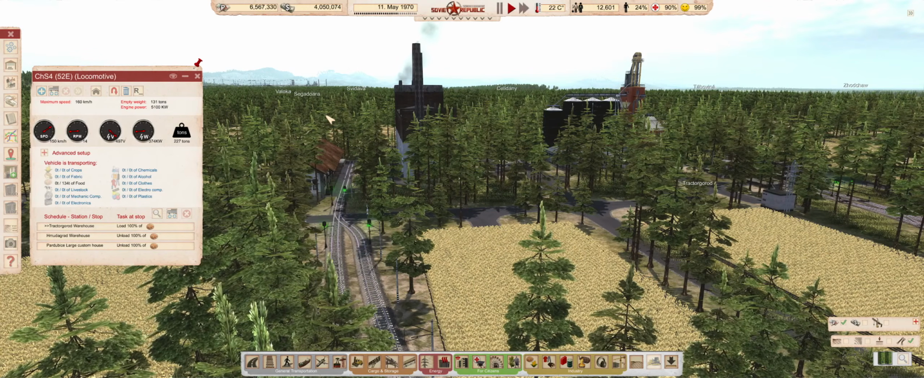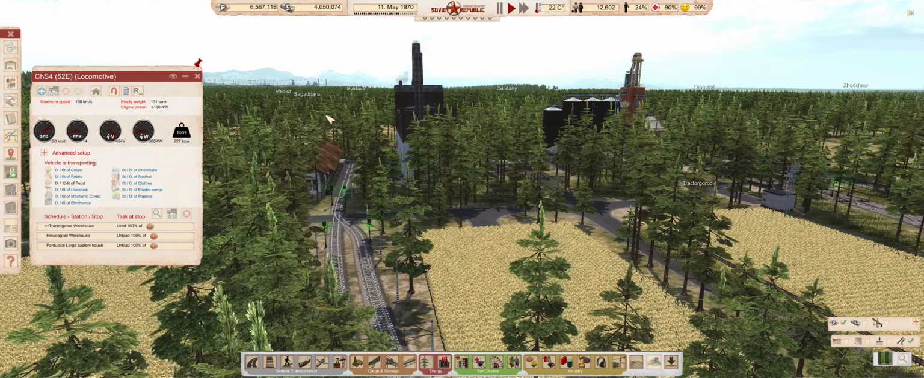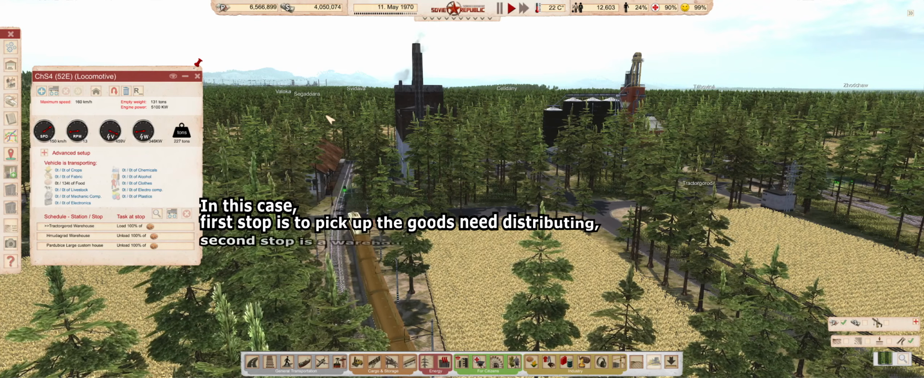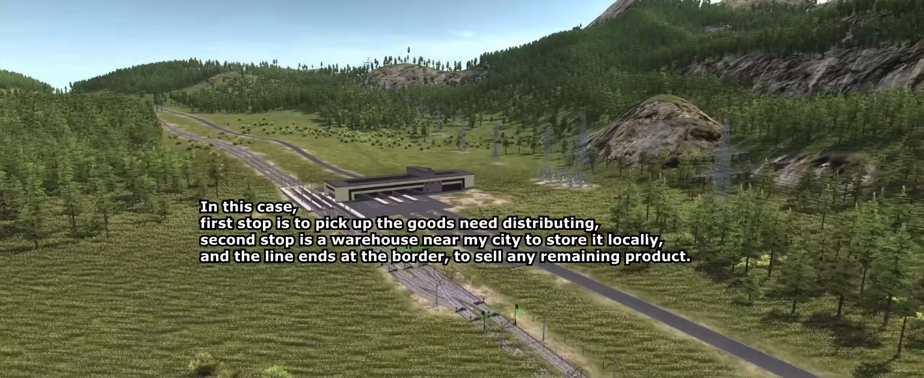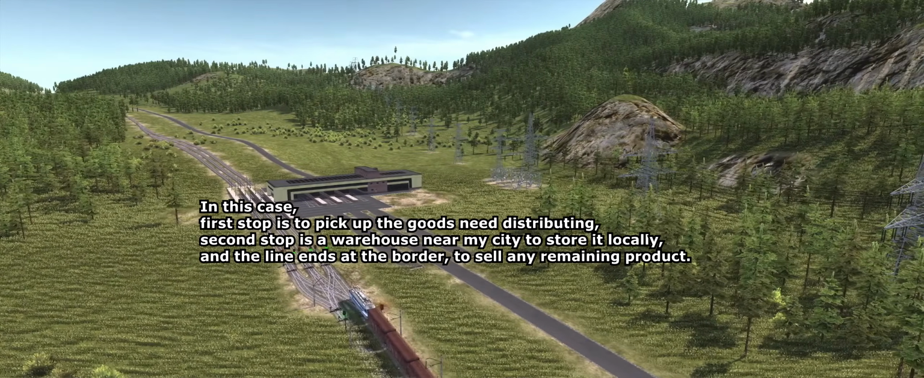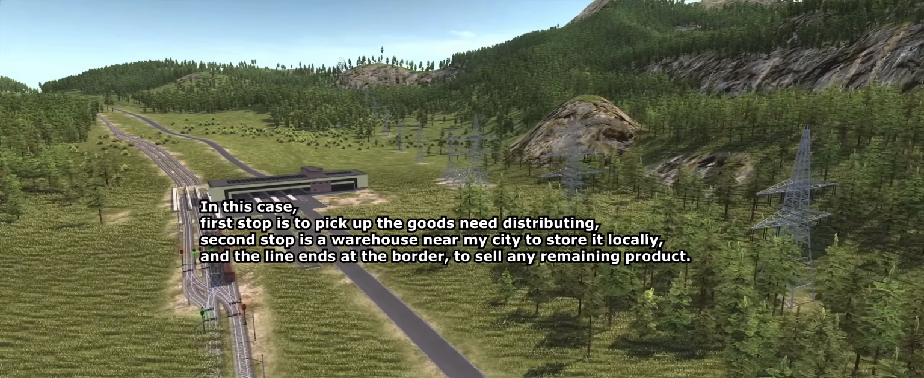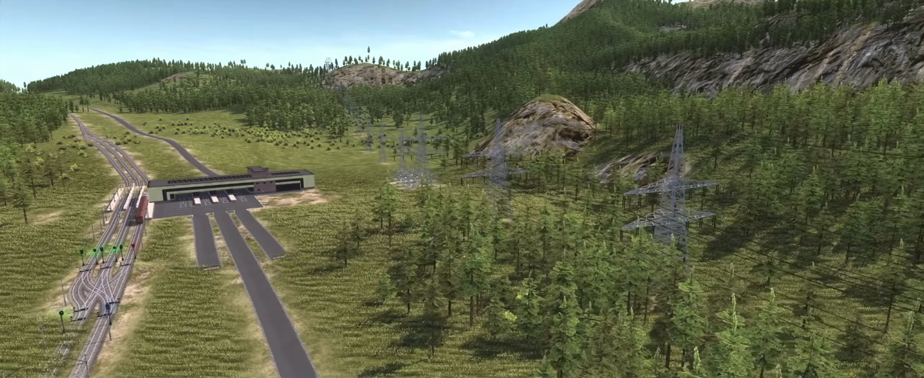When setting up a train distribution line, say, taking food across your country, I first tell the train to load up on the product in question, then lay out a route that is as efficient as possible, ending at the border. This way the train will first drop off supplies where they are needed, and whatever is left over will be sold for extra profit.